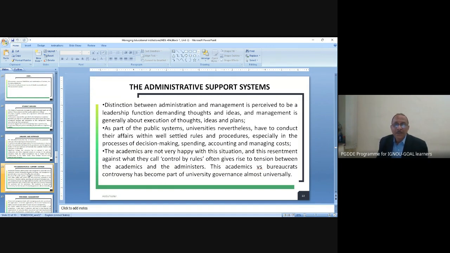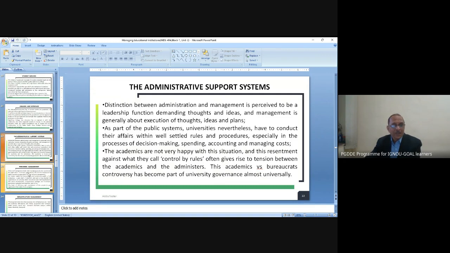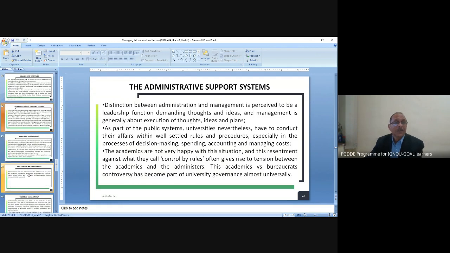It will be resisted. I think that is how, by the public, it will be resisted by your own teachers. And the academics versus bureaucrats controversy has become part of university governance almost in every country. Yes, there may be a difference in the same case within our countries as well.